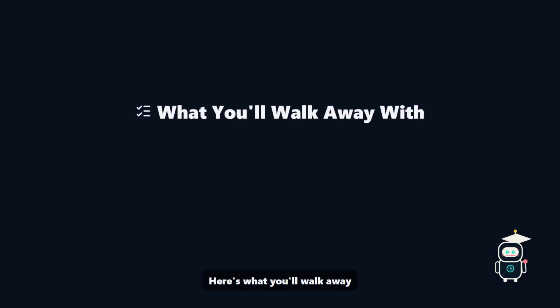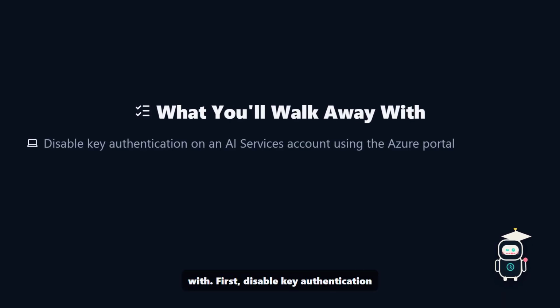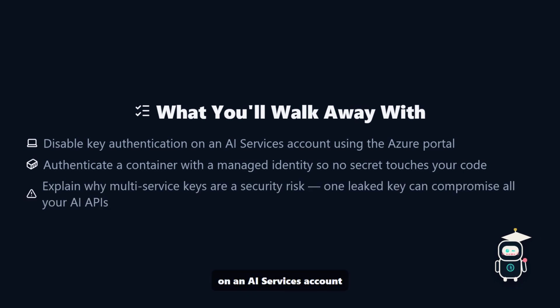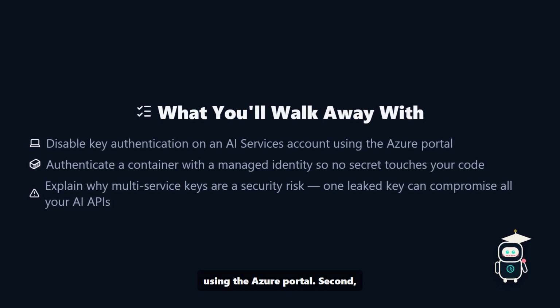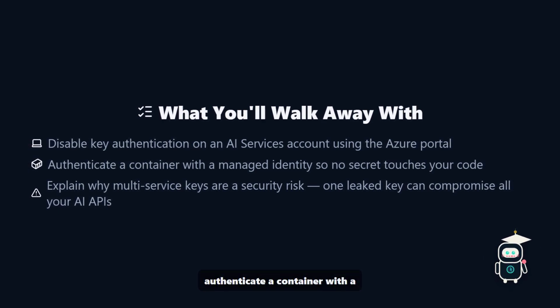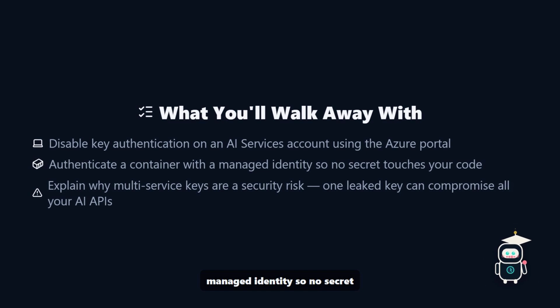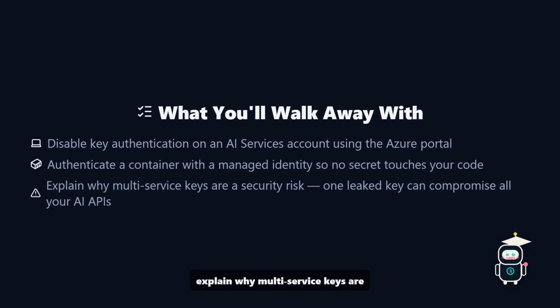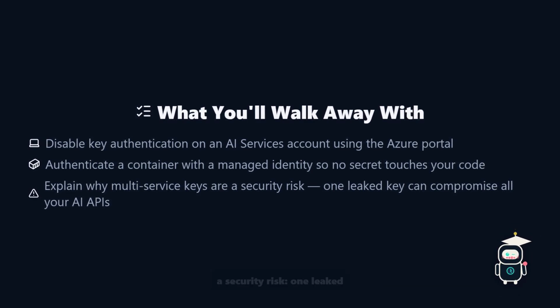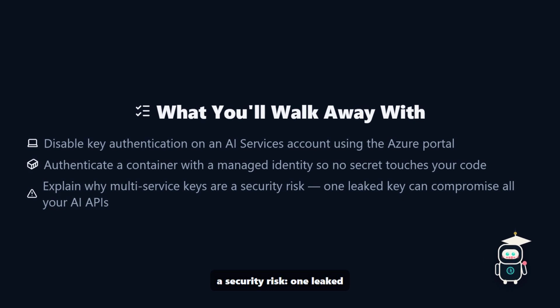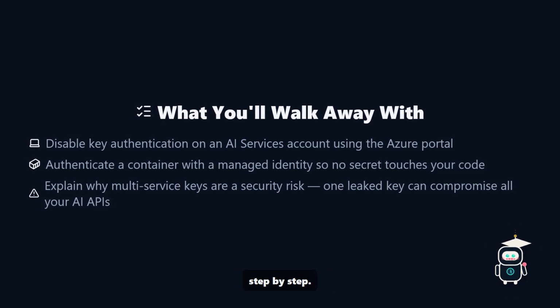Here's what you'll walk away with. First, disable key authentication on an AI services account using the Azure portal. Second, authenticate a container with a managed identity so no secret ever touches your code. Third, explain why multi-service keys are a security risk. One leaked key can compromise all your AI APIs. Let's build it step by step.